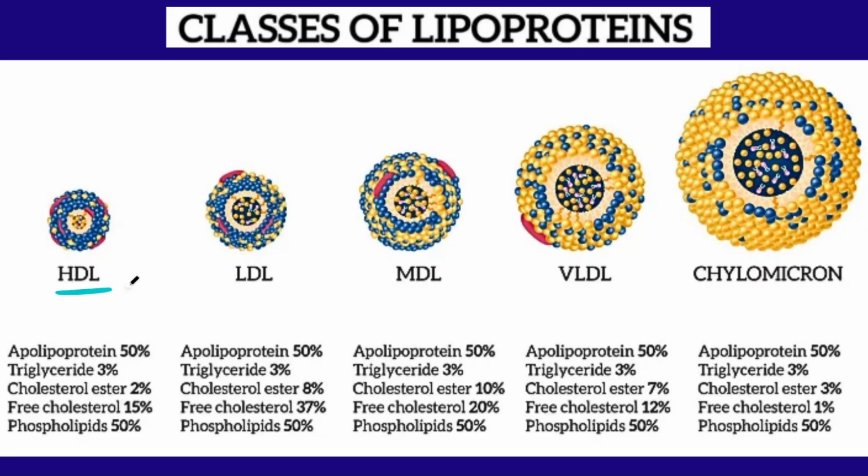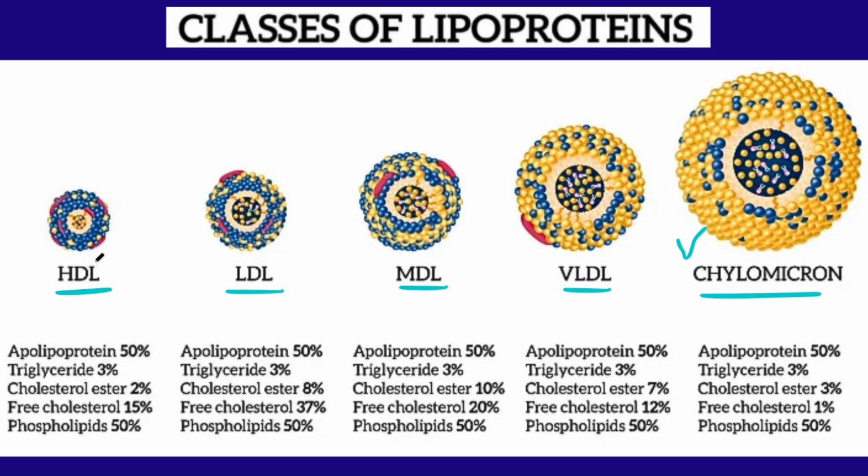This is HDL, high density lipoprotein. LDL is low density lipoprotein. MDL is medium density lipoprotein. VLDL is very low density lipoprotein. And chylomicrons are a temporary structure formed after the digestion of lipids.